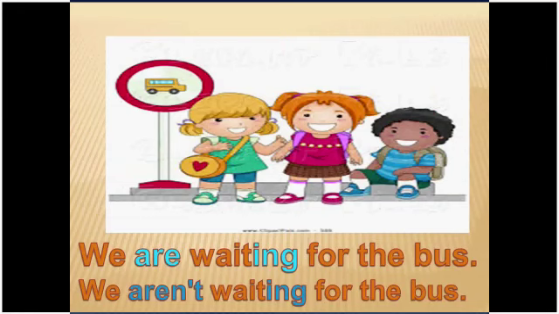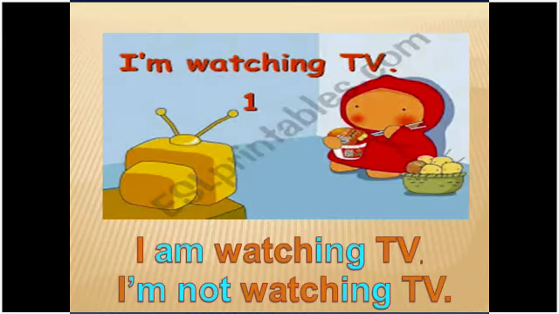We are waiting for the bus. So we use we plus are plus verb plus ing and the completion, and the negative form, we aren't waiting for the bus. I am watching TV, and the negative form, I am not watching TV.